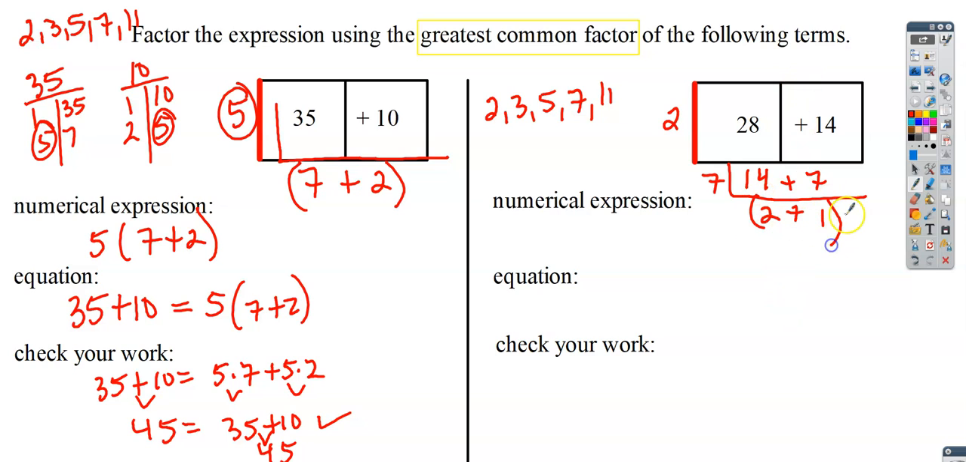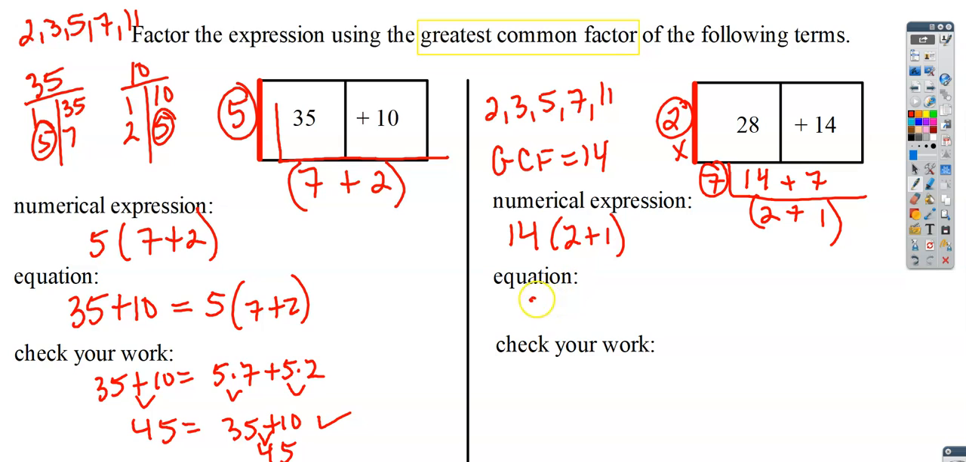This goes in parentheses. Now, this one's a little bit different. I have two common factors. Remember that you multiply them together to get the greatest common factor. 2 times 7 is 14. My expression is 14 times 2 plus 1 in parentheses.